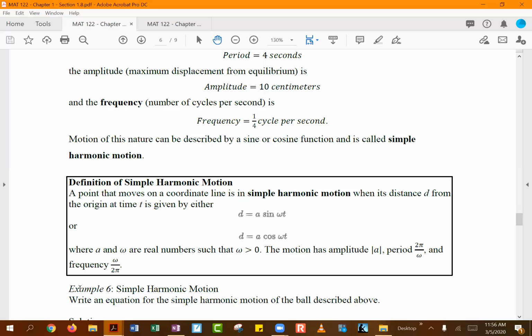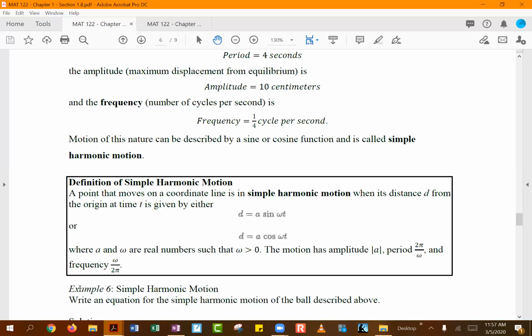Normally, instead of omega, what do we use there? Not C. B. Yeah, so what they're actually doing is just replacing that B variable, which helps us come up with the period, with the omega. So this would have been bt.